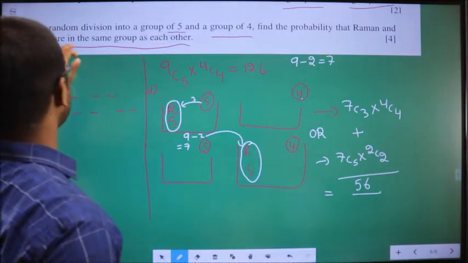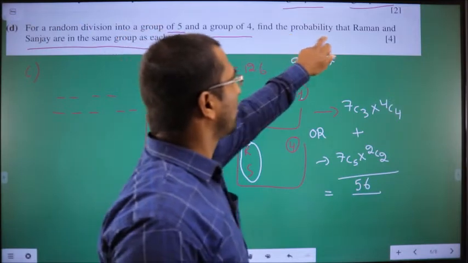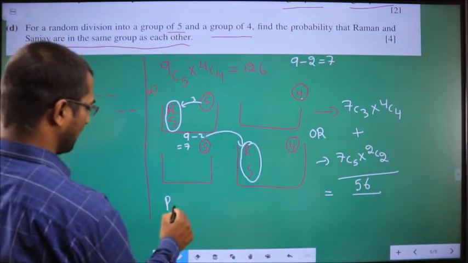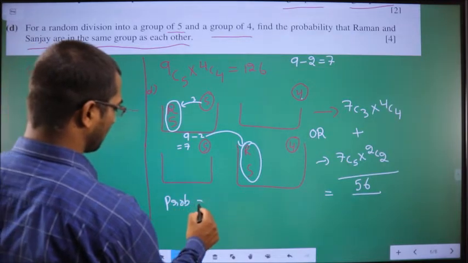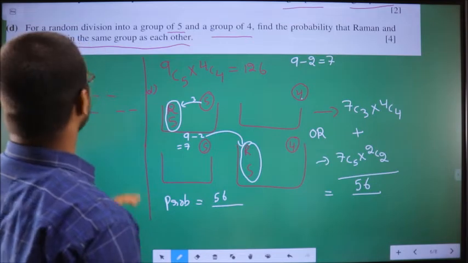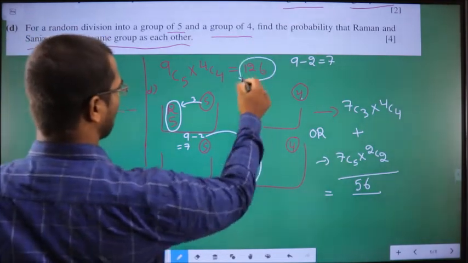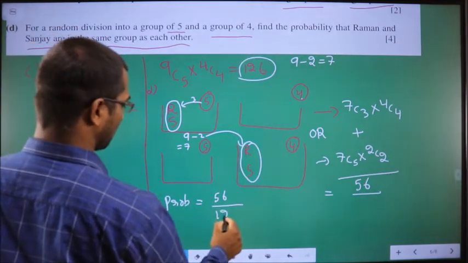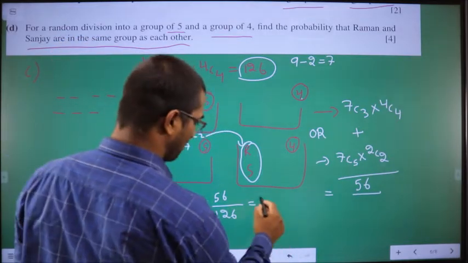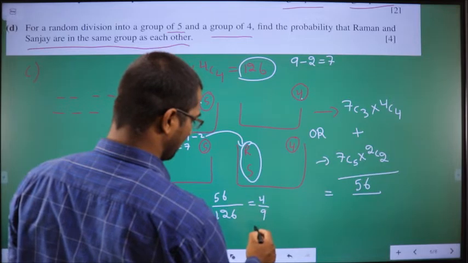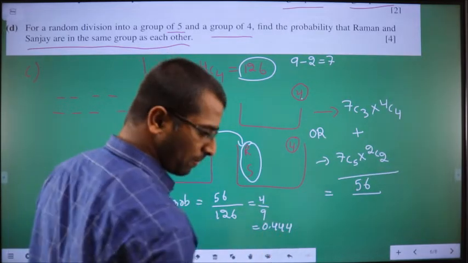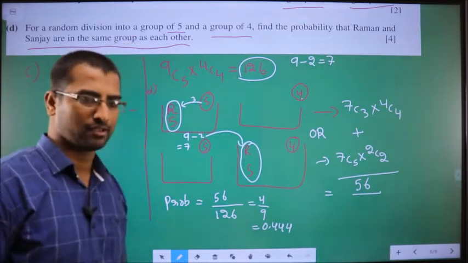Now, what is he asking? He is asking for the probability. To get the probability, I should divide the answer with the total. So, 56 with the total. Total is our C answer, which we got to be 126. So, this will be 4 by 9, which is 0.444.